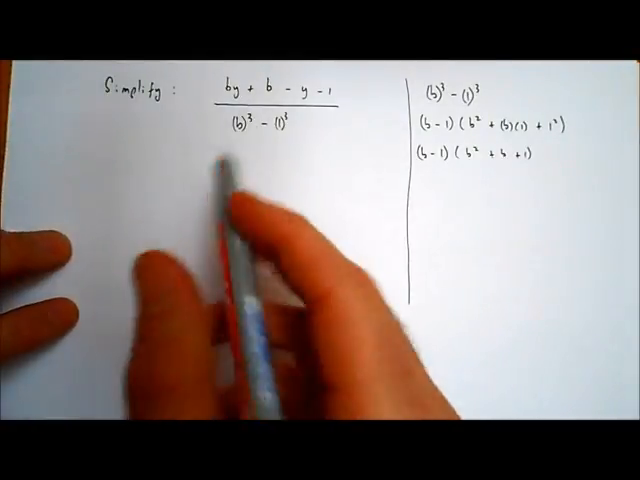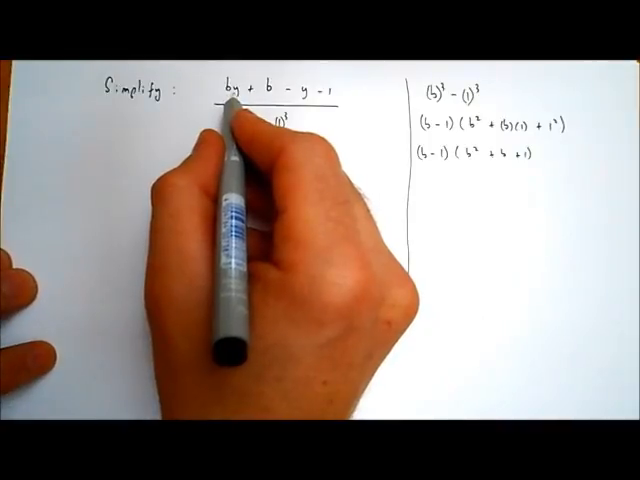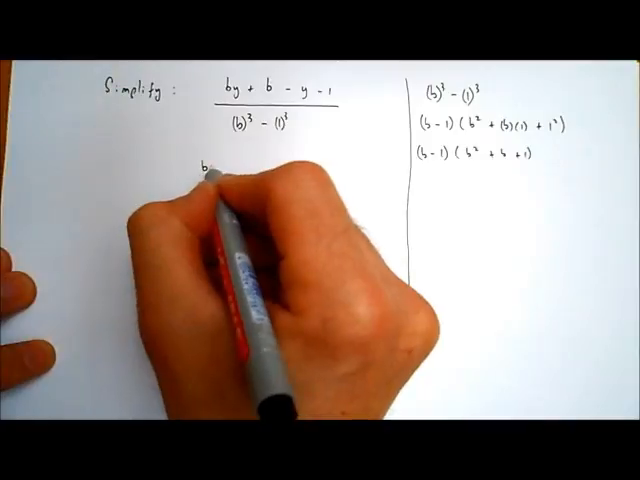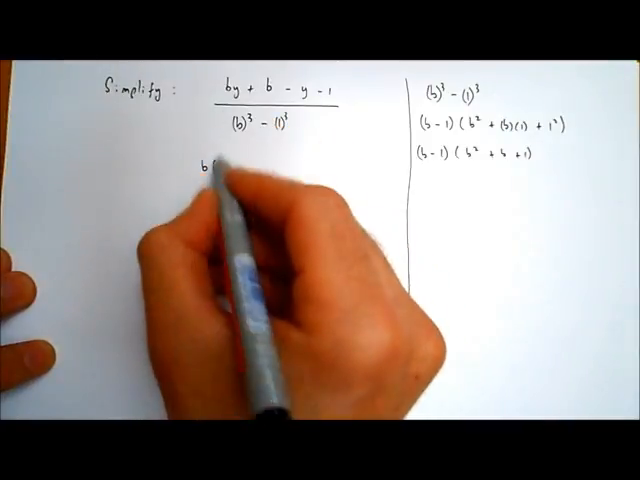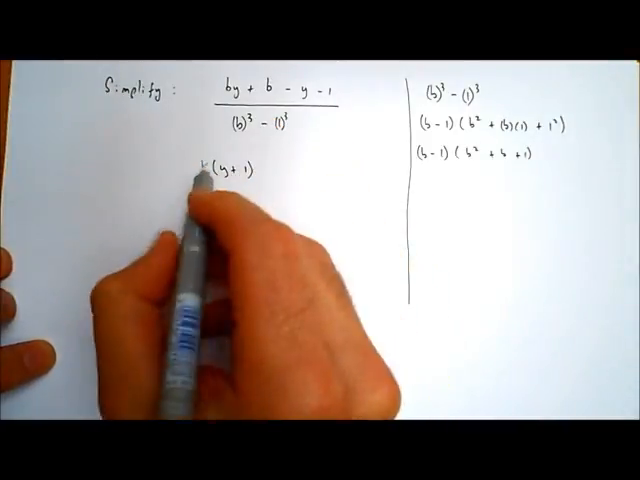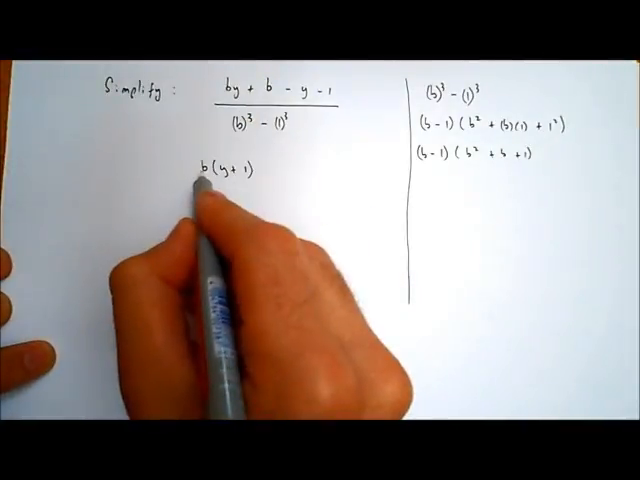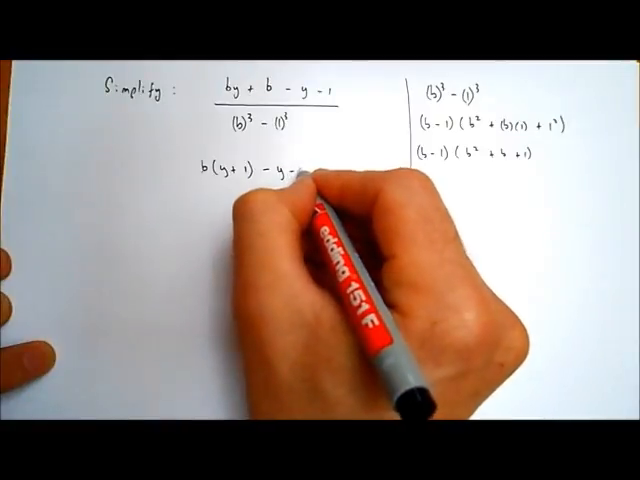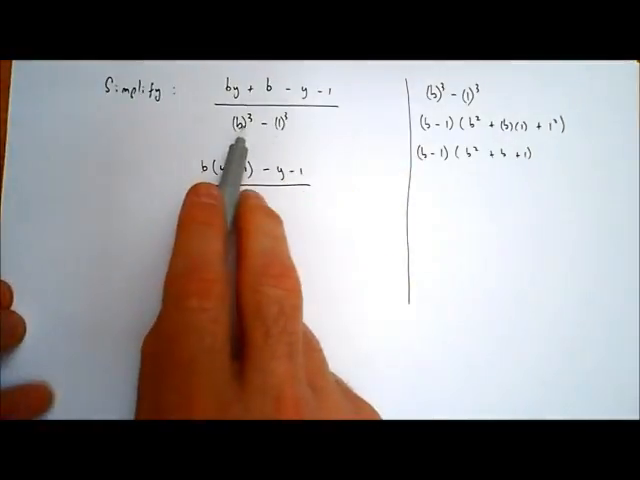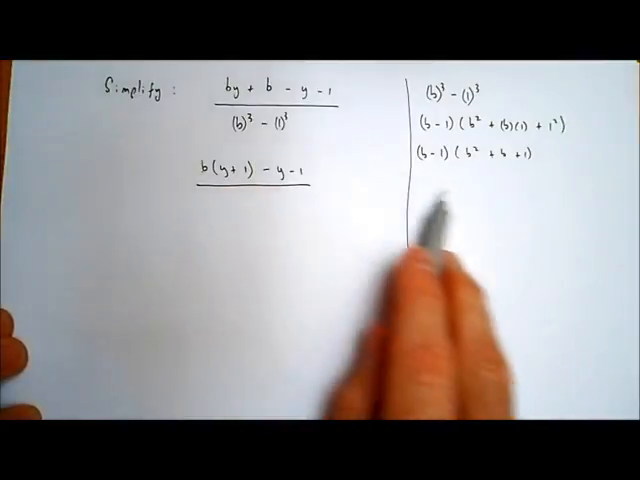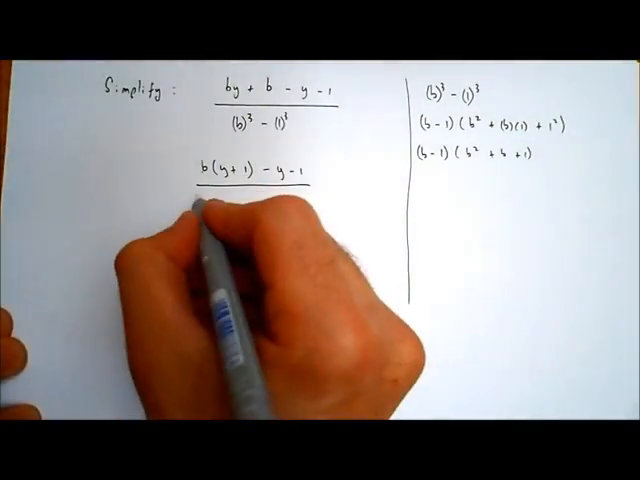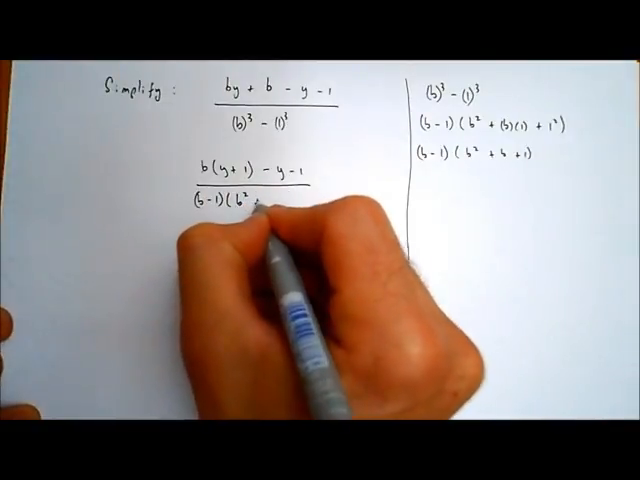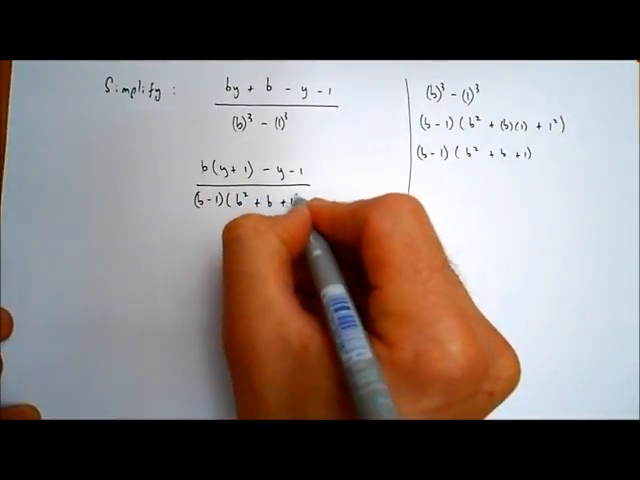So we factorize that. Now if you look at the top, I can rewrite by plus b. I'm going to factorize out b, and I get b times y plus 1. So b by y will give me by, and b by 1 will give me b. And I just have this minus y minus 1 now. The denominator, b cubed minus 1 cubed, is the same as this part over here. I can rewrite that as b minus 1 times b squared plus b plus 1.